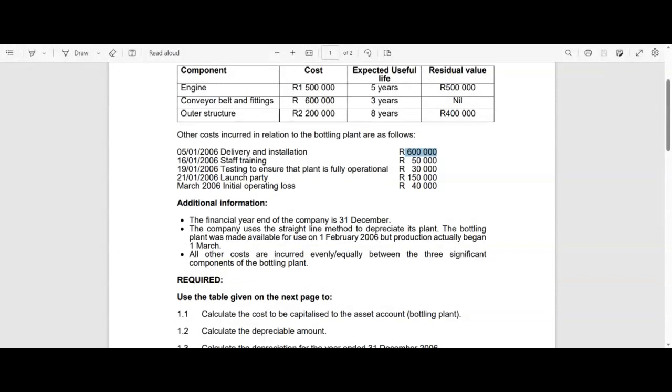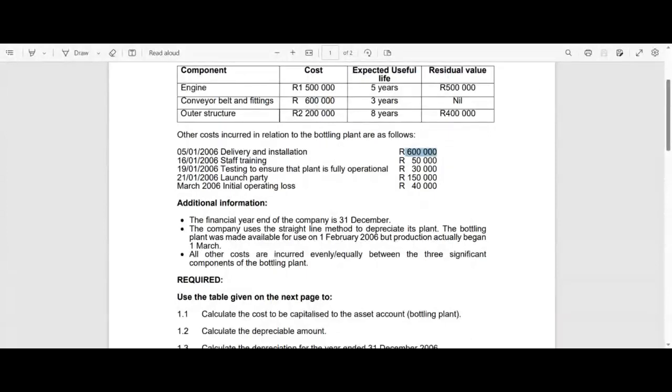And the answer is yes, it is. Right? It is a necessary cost. If the plant is not properly installed, then once again, you are not going to be able to produce those spring water bottles, right? You're not going to be able to produce a product.